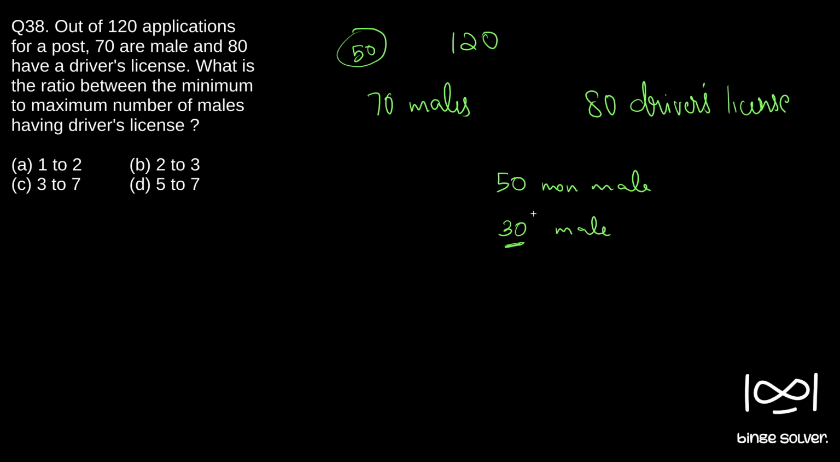So this is the possibility where males have the minimum number, which is 30. Now to get the maximum, we consider all 70 males having a driving license. That is possible. Out of 80 driving licenses, 70 people can be male. So 70 is the highest number. So the ratio of minimum to maximum is 30:70, or 3:7. So the correct answer is C. Solution to question 38 is C.